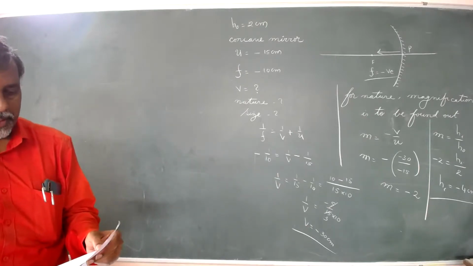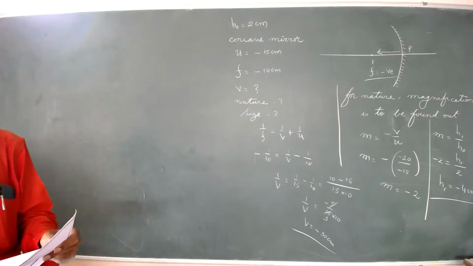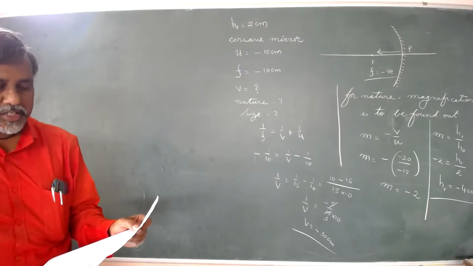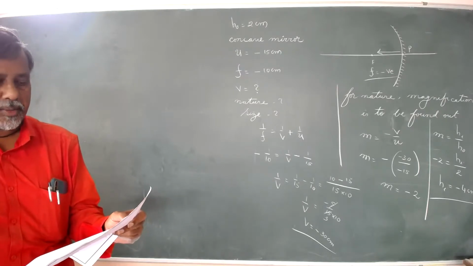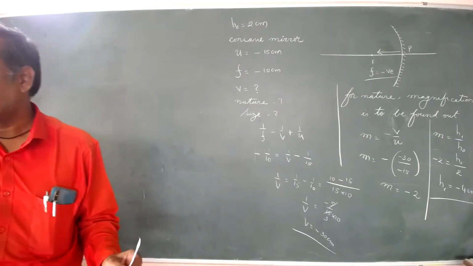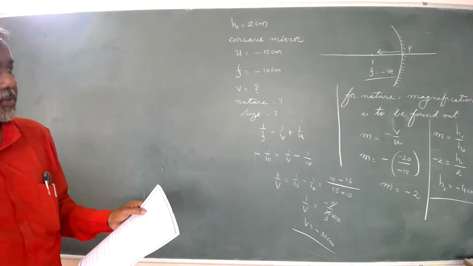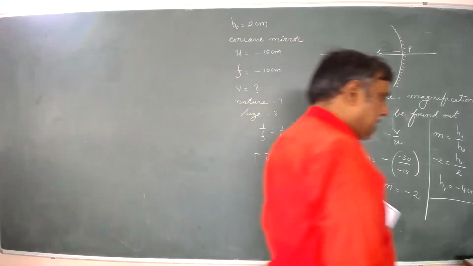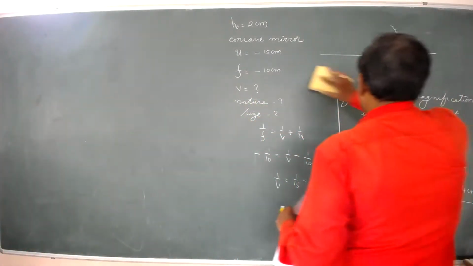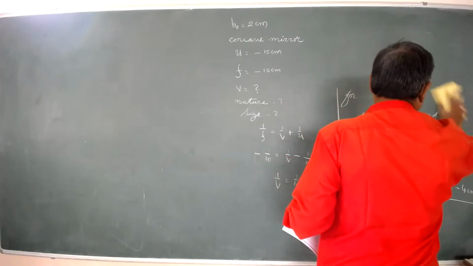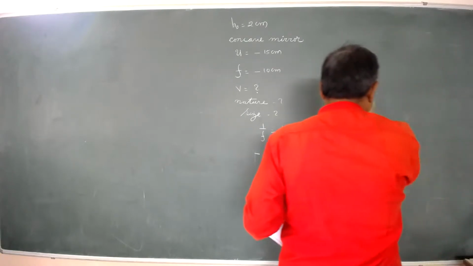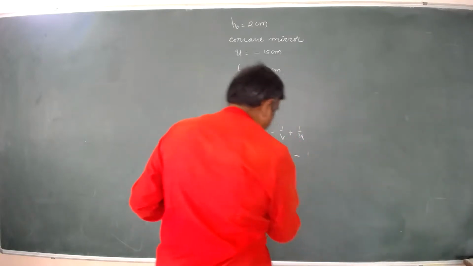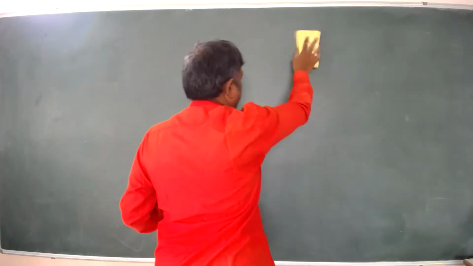Okay, next, fifth problem. An erect image 3 times the size of the object is obtained with a concave mirror of radius of curvature 36 centimeter. What is the position of the object? So this I will work out because this is very easy, but data is given in a different manner. Okay, so look at this.